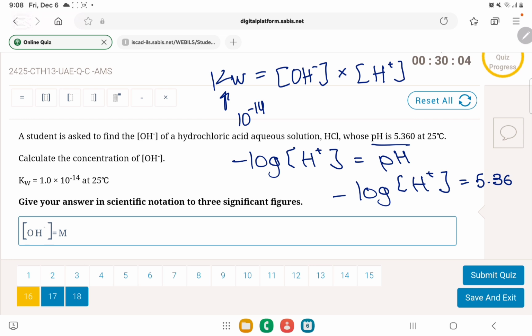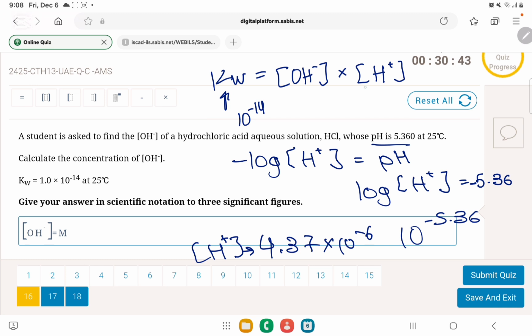And if you have a calculator, you can solve for x now. But if you don't, you multiply both sides by negative, so you get log H plus is equal to negative 5.36, and then you do 10 to the power of negative 5.36. Okay, and then you're going to get the answer: 4.37 times 10 to the power of negative 6. That's the concentration of H plus.